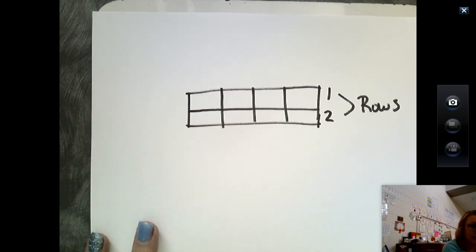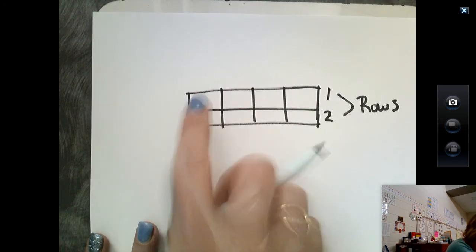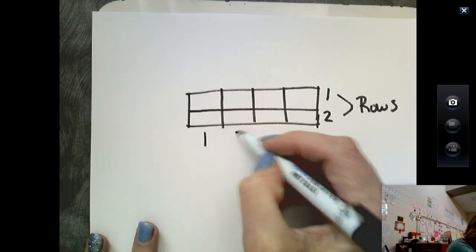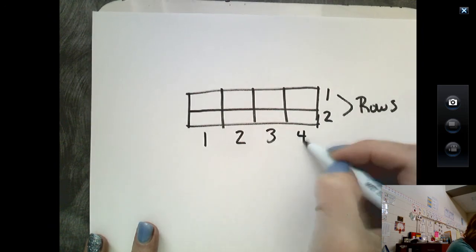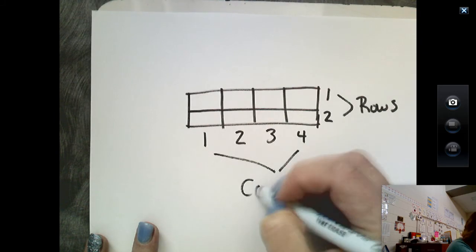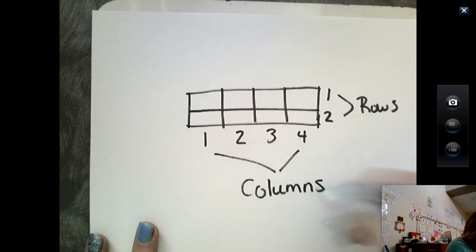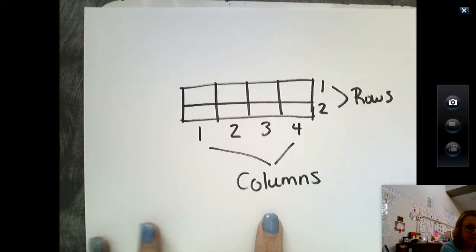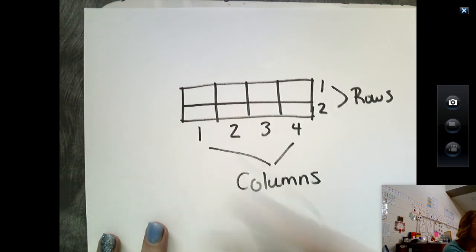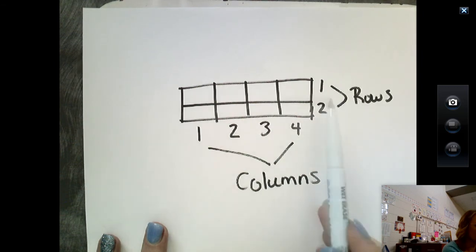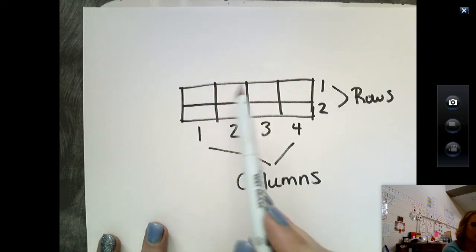So now I have 1, 2, 3, 4 columns. Okay? So that's how we're going to partition rectangles into rows going across and columns going up and down.